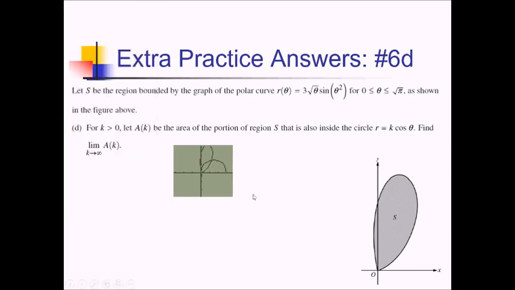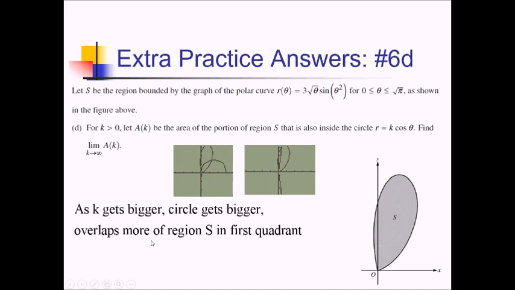So what's going on as your k value increases, your circle is overlapping pretty much the entire S region in the first quadrant. Now, the circle's never going to stray outside of the first quadrant. It's always staying in that first quadrant. But as k gets bigger, your circle gets bigger, overlaps more of S in the first quadrant. So then the limit, as k approaches infinity, of this overlapping area is just going to end up being the same as the area of S itself in the first quadrant.